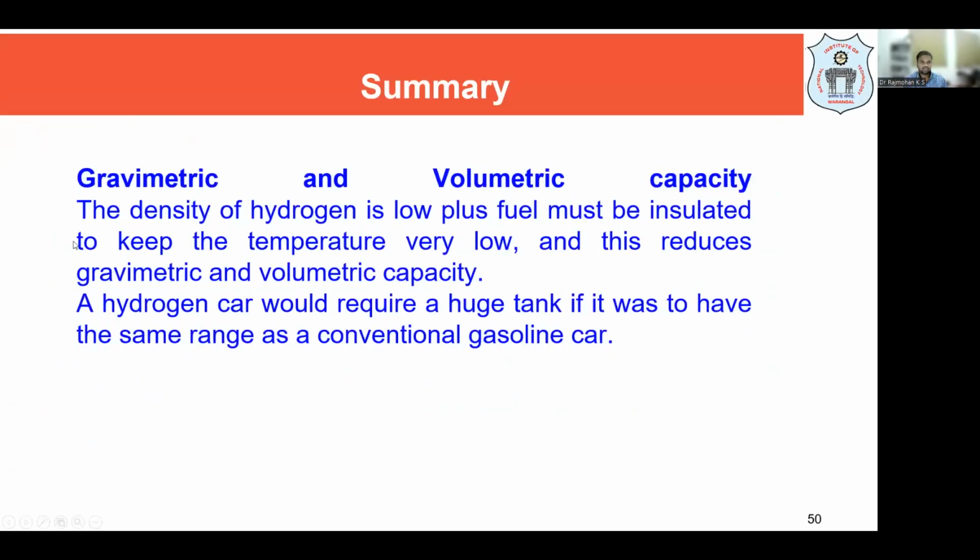Okay, and we have seen that hydrogen is going to give you more efficiency, but there is the gravimetric and volumetric capacity issue. The density of hydrogen is low, plus the fuel must be insulated to keep the temperature very low, and this reduces the gravimetric and volumetric capacity. So a hydrogen car would require a huge tank if it has to have the same range as a conventional gasoline car. So the space for the hydrogen cylinder is going to be more.